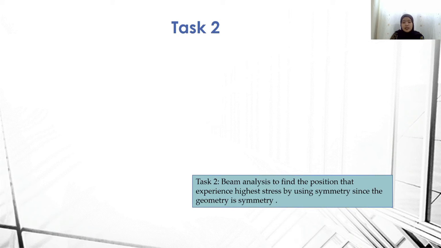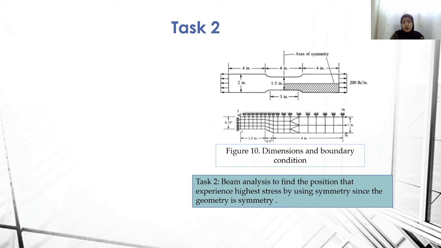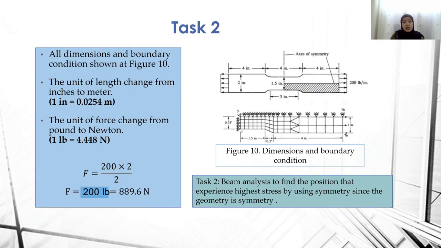Task 2 is beam analysis to find the position that experiences higher stress by using symmetry, since the geometry is symmetric. It is used to simplify the problem and the solution of the beam analysis. Figure 10 shows the dimensions and boundary conditions. In figure 10, the units are changed from inches to meters, where 1 inch is equivalent to 0.0254 meter, and the unit of force is changed from pound to Newton, where 1 pound is equivalent to 4.448 Newton.